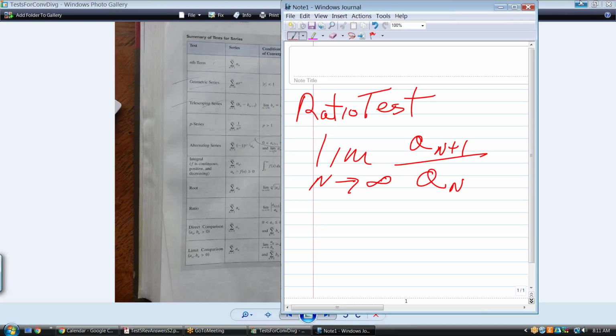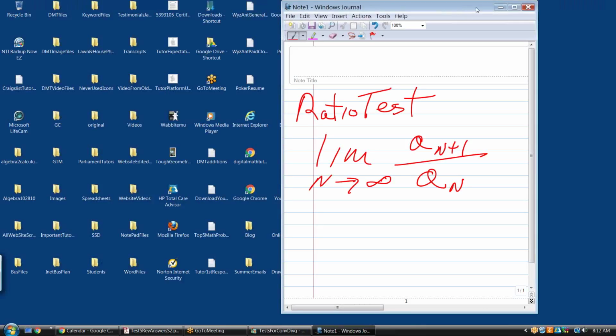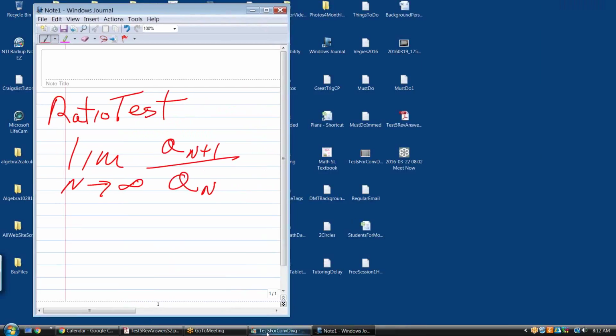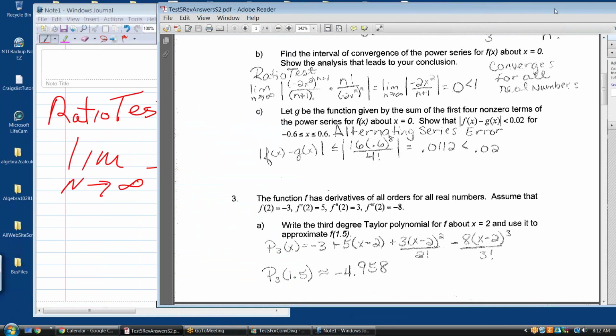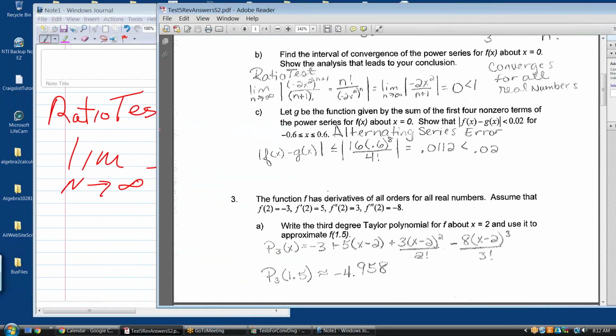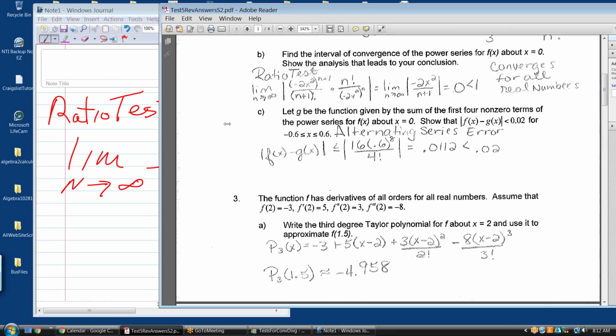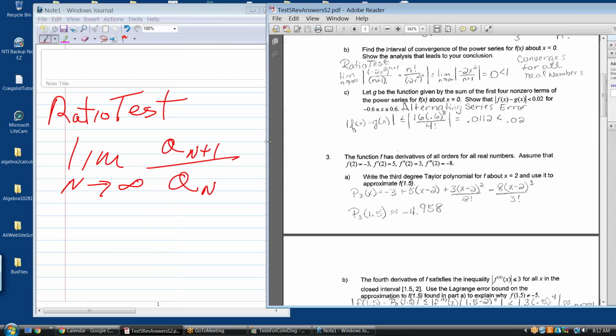Oops, hold on. I got a bigger monitor. That's one thing I did do yesterday. Okay.